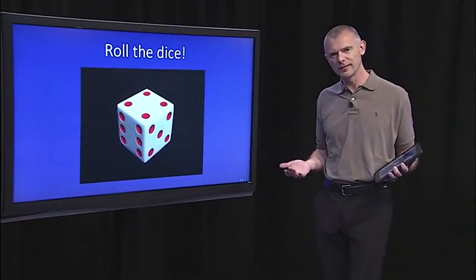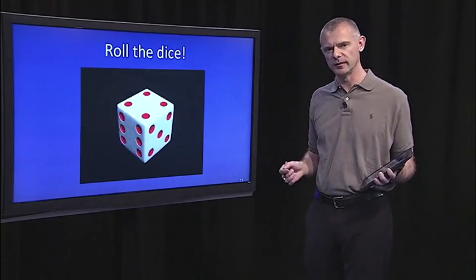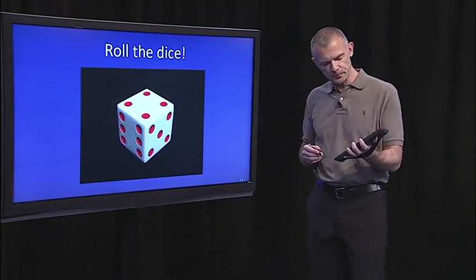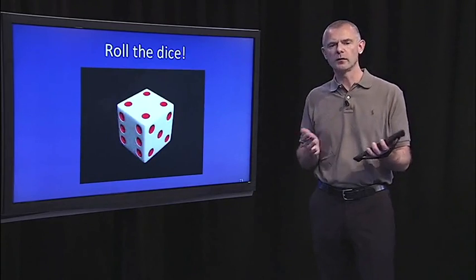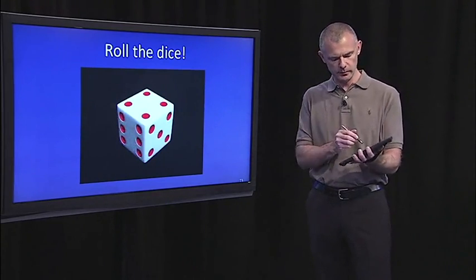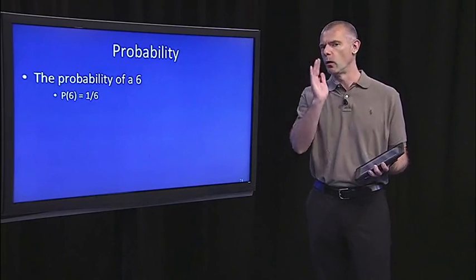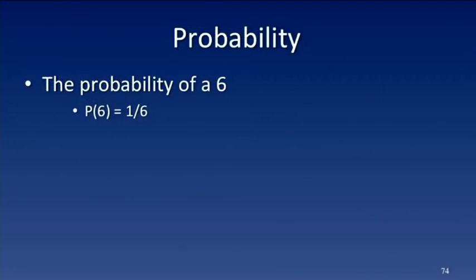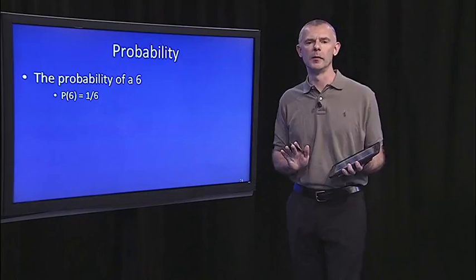So say we want to roll the dice. I often use cards for this, but this is a nice big graphic. Say we just roll one die. What's the probability of getting a 6? Well, that's real easy, right? There's one way that can happen. There are 6 possible outcomes, so the probability is 1/6. Okay, that's all we need to know about probability for now.